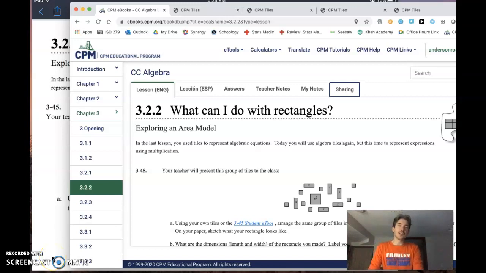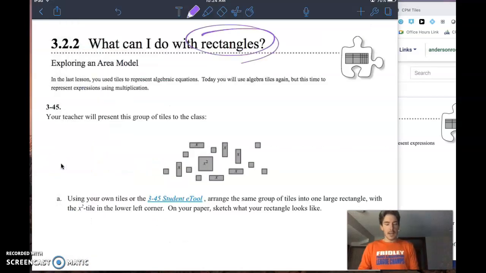We're going to continue our journey into section 3.2 of our CPM CCA book. And today would be effectively the second day of that deep dive. By this point, a lot of students typically ask in class, hey, what's the purpose of some of these algebra tiles? Why are we playing around with them? And today, hopefully, we answer at least part of that question for you with a concept that you guys have known for quite a while, and that is going to be this idea of a rectangle. So we'll try to answer that question. Hey, what can I do with rectangles?